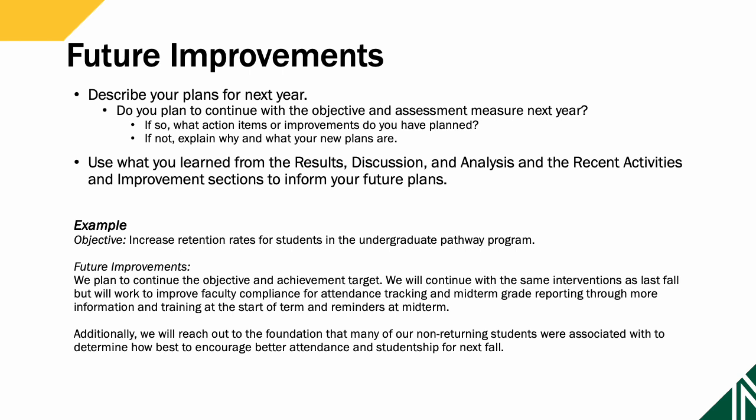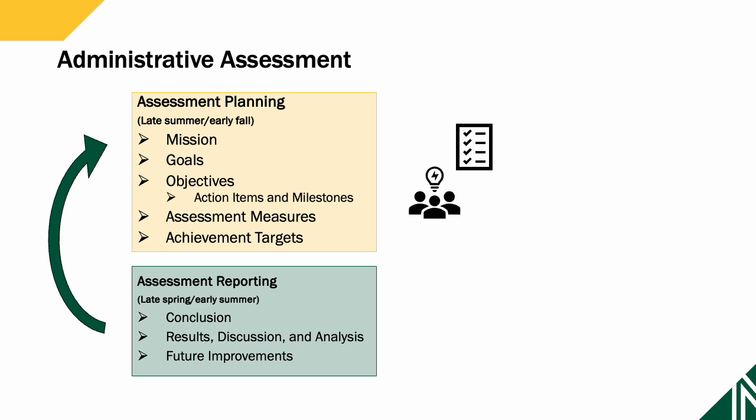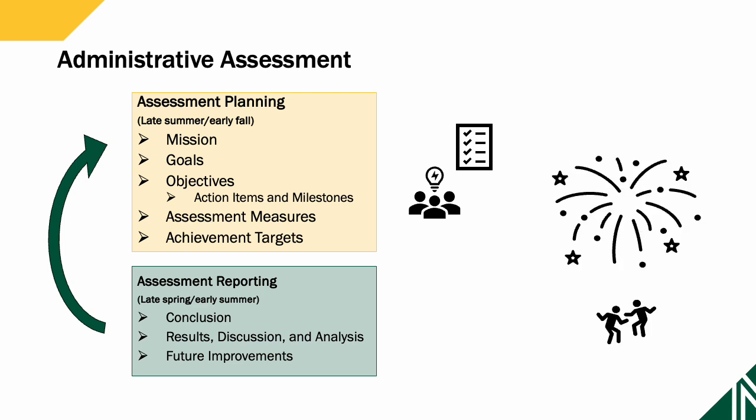Here's an example Future Improvements entry, continuing with the same example objective. You can pause the video now if you'd like time to read the example. That covers the assessment reporting portion of Annual Administrative Assessment. Once you've completed the report, you can begin thinking about objectives for next year. Remember, the data you collect not only helps you identify areas for improvement, but it also helps you identify your strengths and demonstrate progress and success. So as you start to plan priorities and improvements for next year, be sure to also take some time to talk about your strengths and celebrate your successes with your colleagues.